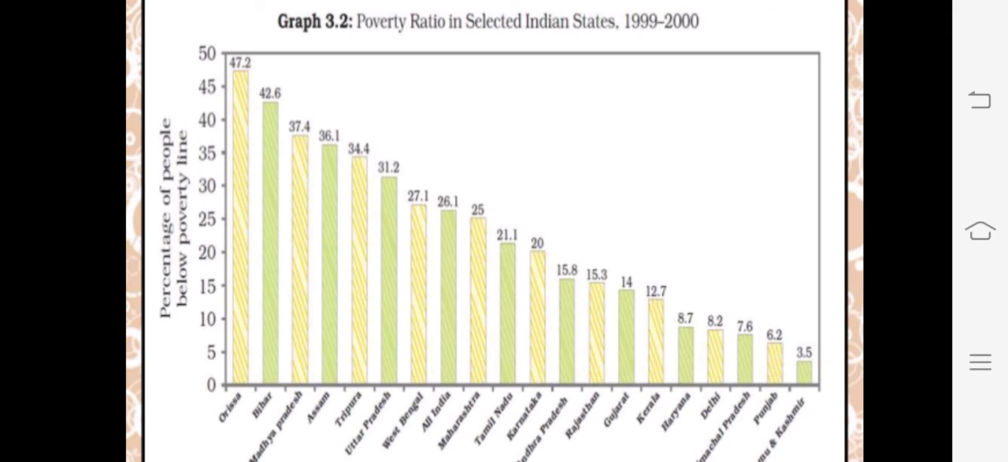34.4, Uttar Pradesh 31.2, West Bengal 27.1, All India 26.1, Maharashtra 25, Tamil Nadu 21.1, Karnataka 20, Andhra Pradesh 15.8, Rajasthan 15.3, Gujarat 14, Kerala 12.7, Haryana 8.7, Delhi 8.2, Himachal Pradesh 7.6, Punjab 6.2, and Jammu and Kashmir 3.5. So you can see the highest percentage of people below the poverty line is in Orissa, and the lowest, 3.5, is in Jammu and Kashmir.